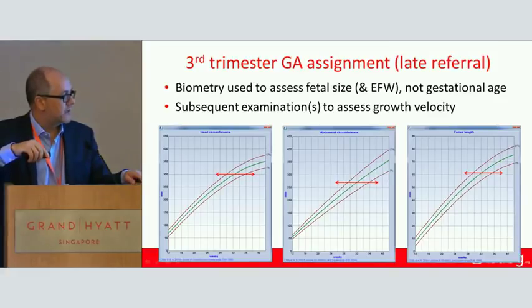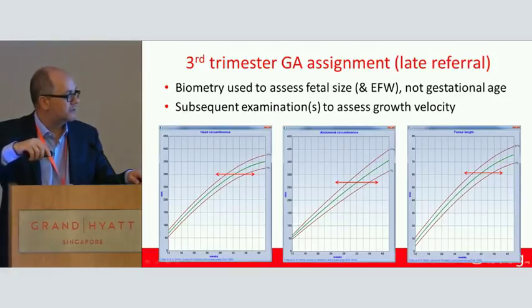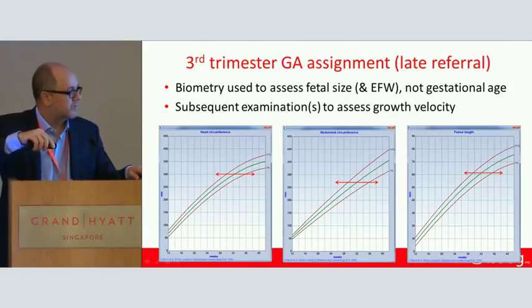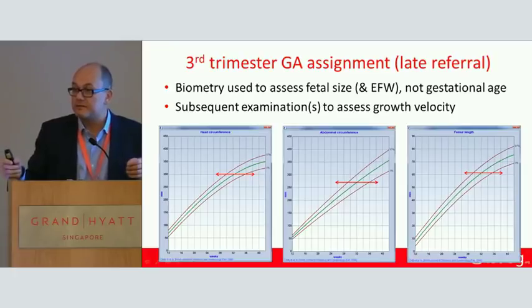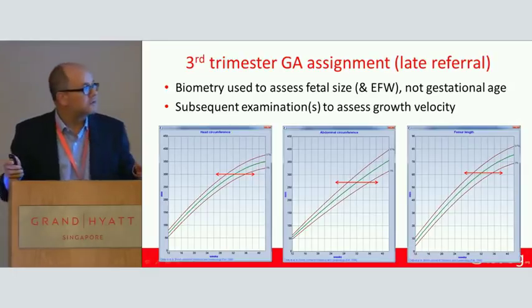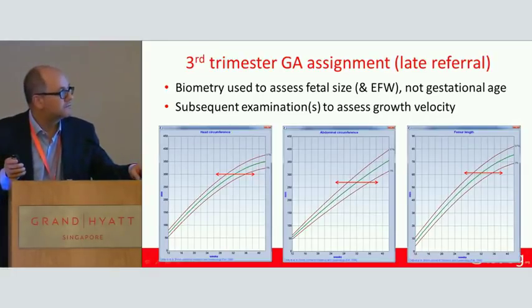So here, if we have a head circumference of 300 millimeters, for example, the baby could be about 28 weeks, or it could be as much as perhaps 36 weeks. That is how wide the range is, which is why one needs to be very, very careful.